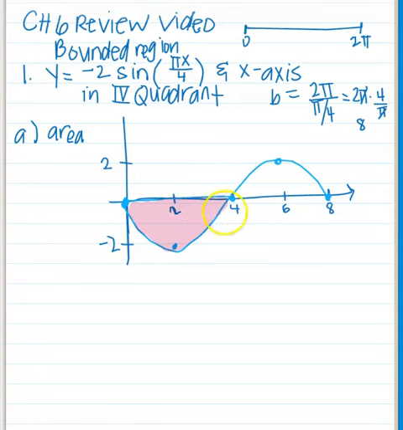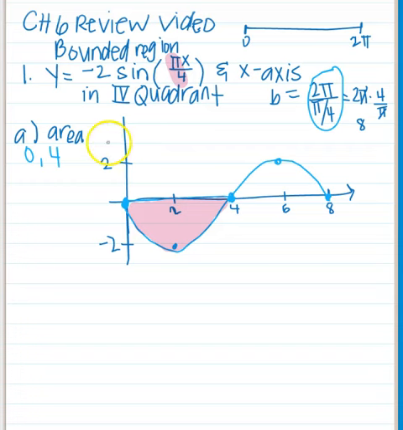Where does y equals 0 and this function intersect? Where are the points of intersection? Those look like these 2 points there, so I know the points of intersection occur at 0 and at 4. So knowing this formula, 2 pi divided by the constant in front of the x, is going to help a ton to remember.